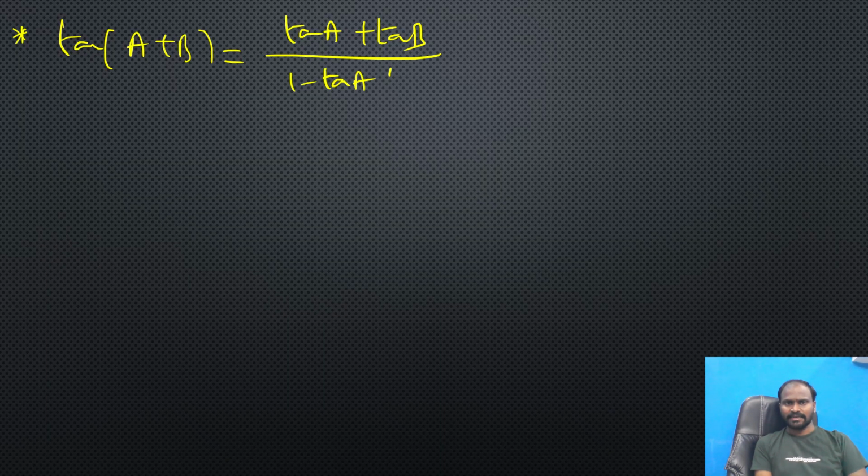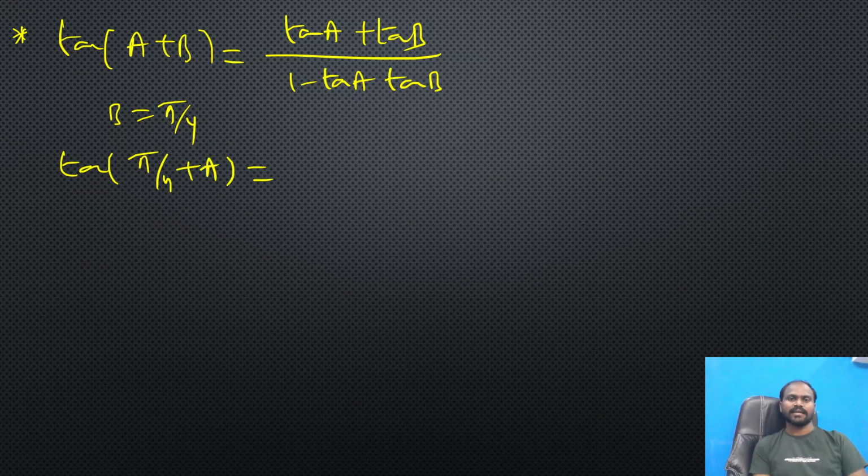So cot of a plus b, then you have, let us say, the tan of a plus b formula: tan a plus tan b by 1 minus tan a tan b. This is what you have, right? So for example, b is equal to 45, I will take. Then what I will get here, tan of 45 plus a. So tan 45 value is what? 1. That means this can be written as 1 plus tan a by 1 minus tan a.